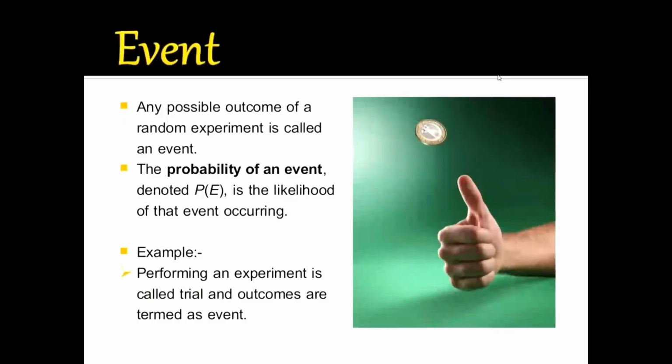Event. A possible outcome of a random experiment is called an event. The probability of an event, denoted by P of E, is the likelihood of that event occurring. Example: performing an experiment is called a trial and outcomes are termed as events.